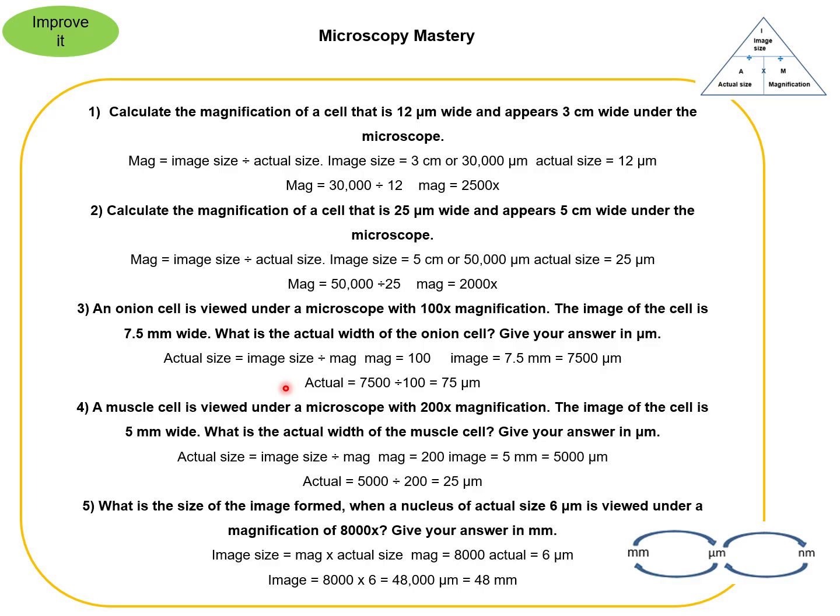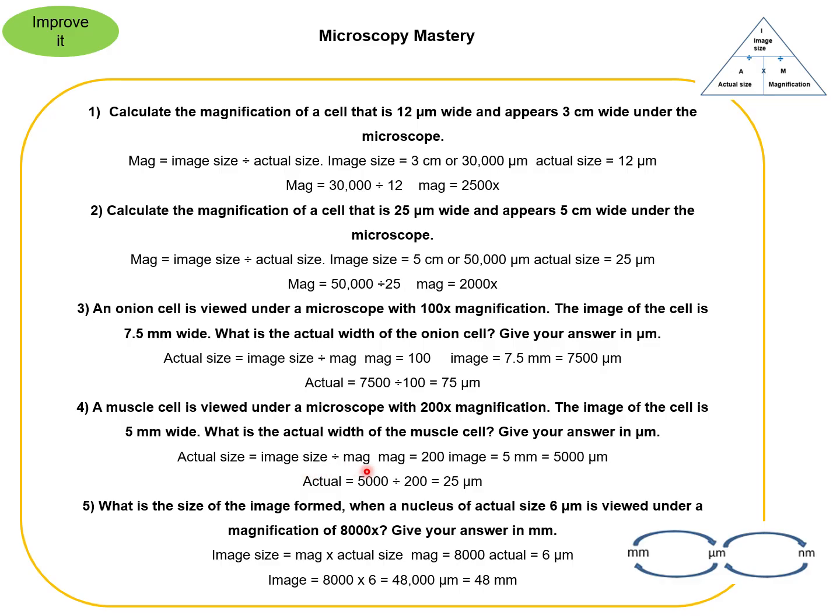which is 75 micrometers. Number 4, a muscle cell is viewed under a microscope with 200 times magnification. The image of the cell is 5 millimeters wide. What is the actual width of the muscle cell? Give the answer in micrometers. So again, we've got another actual size to calculate. So that again is image size divided by magnification.